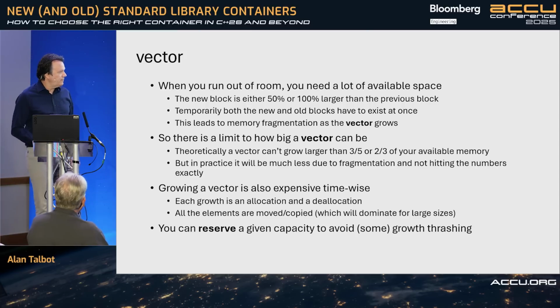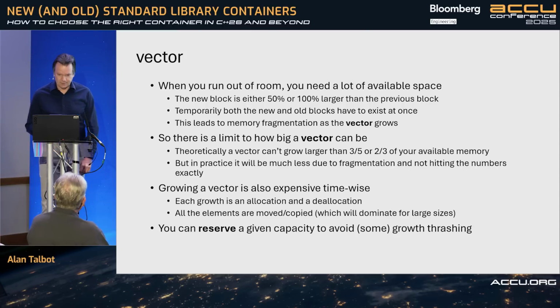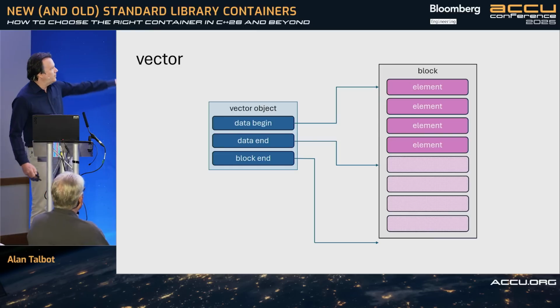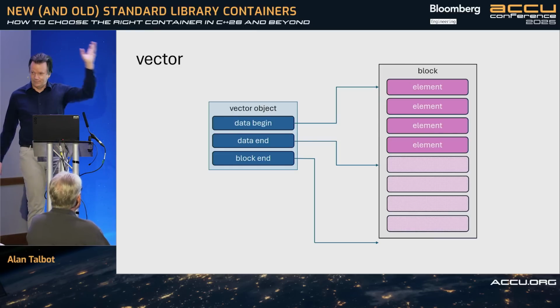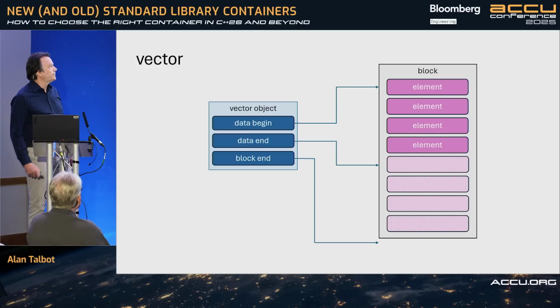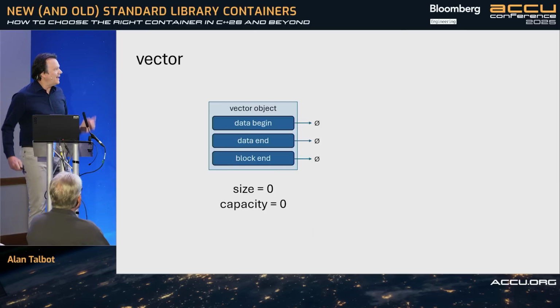You can reserve to avoid some thrashing. So let's look at this. This is the basic memory picture of vector. I'm sure everyone here knows this. Very simple, nice light object, just 3 pointers. But how did we get here?